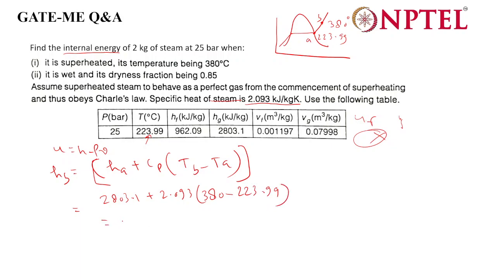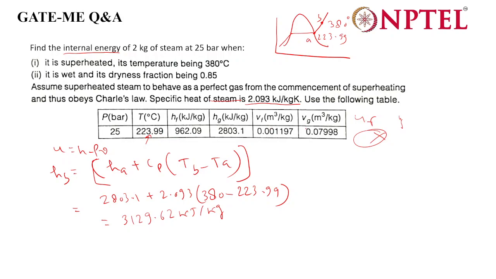How much are you getting? 3129.62. So it is the enthalpy at this point. Now you have to find the internal energy.